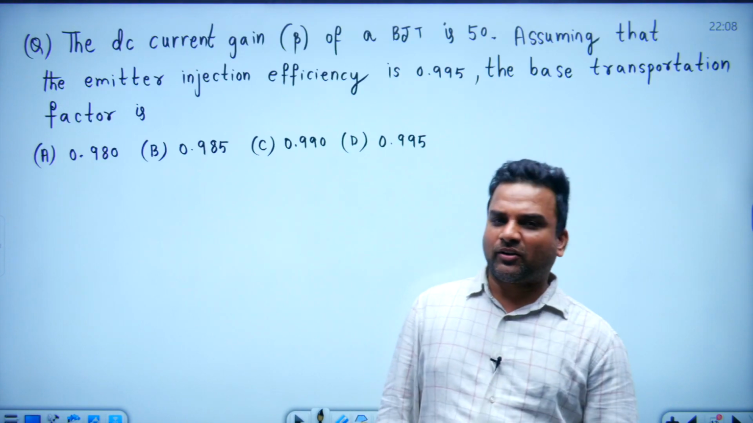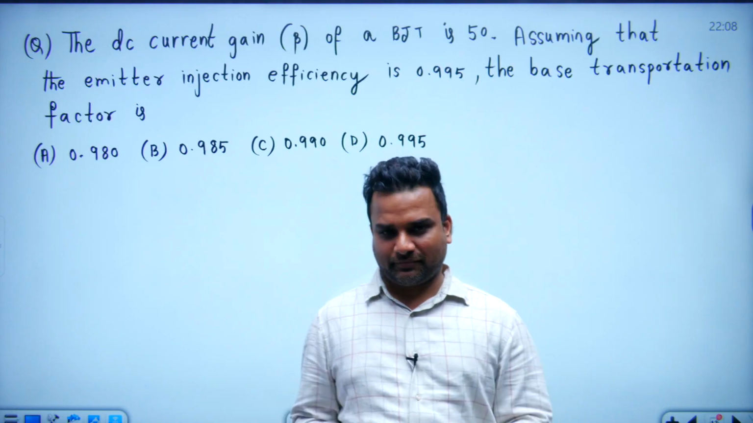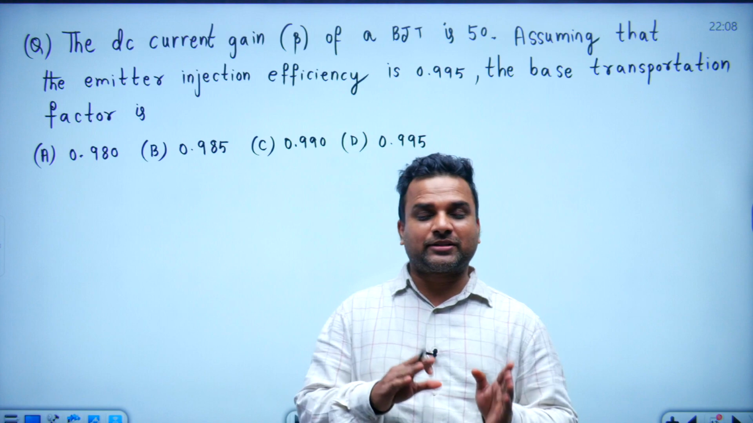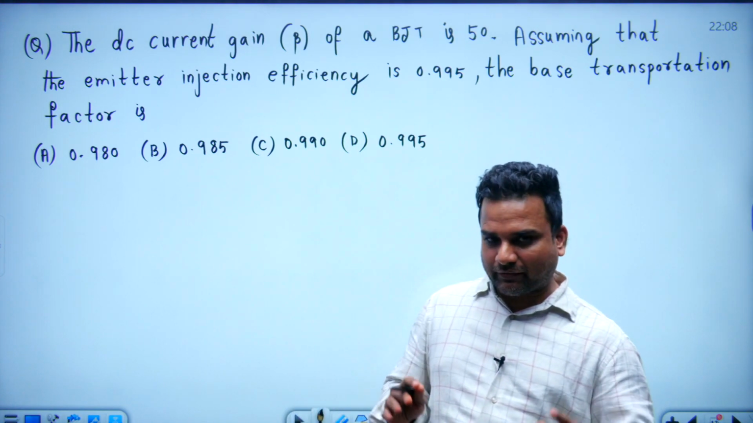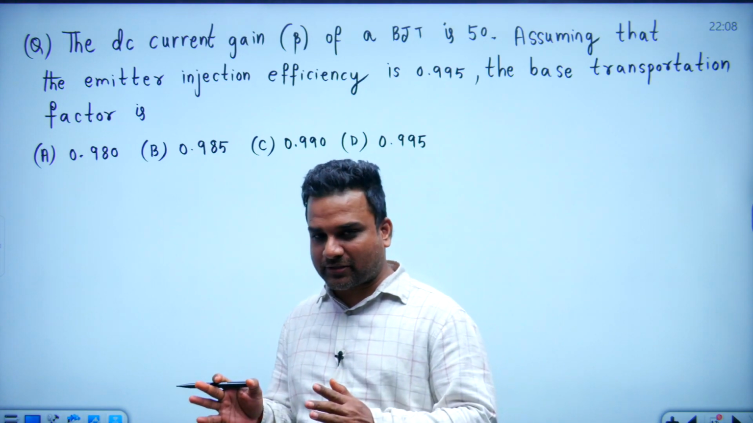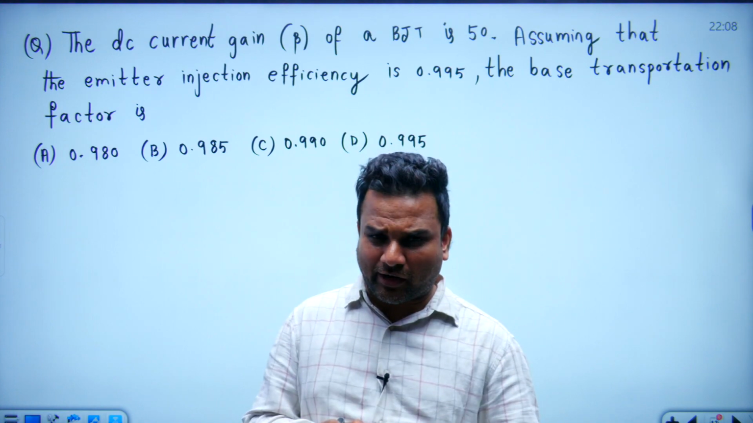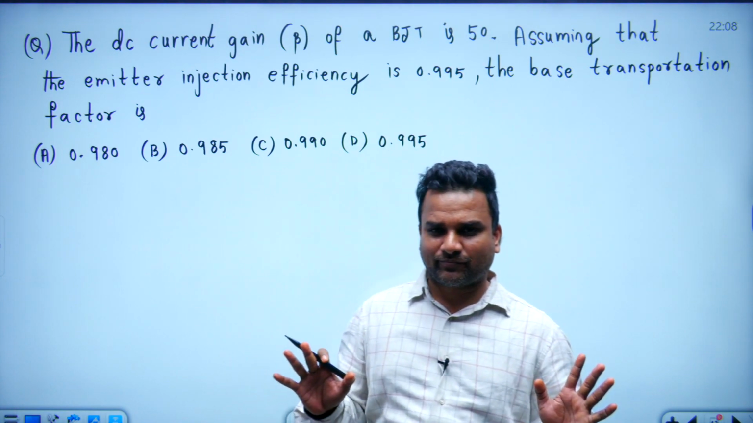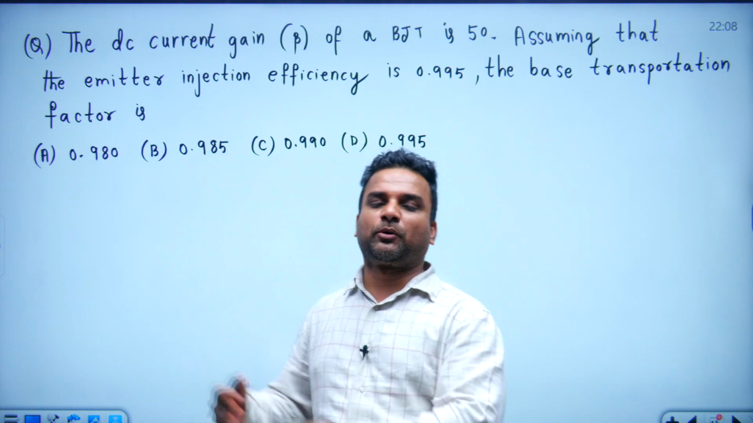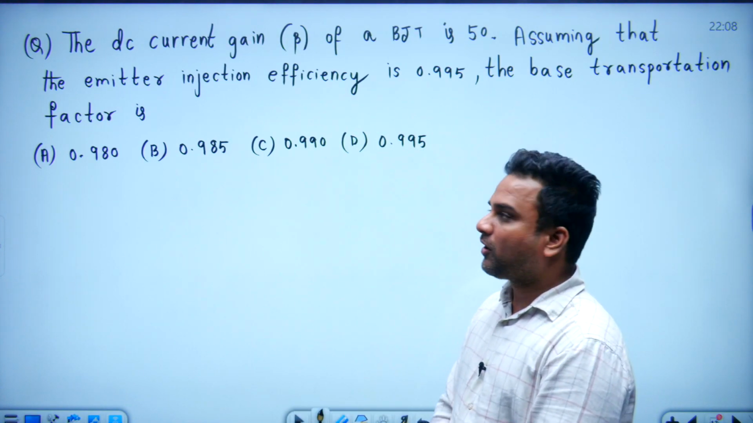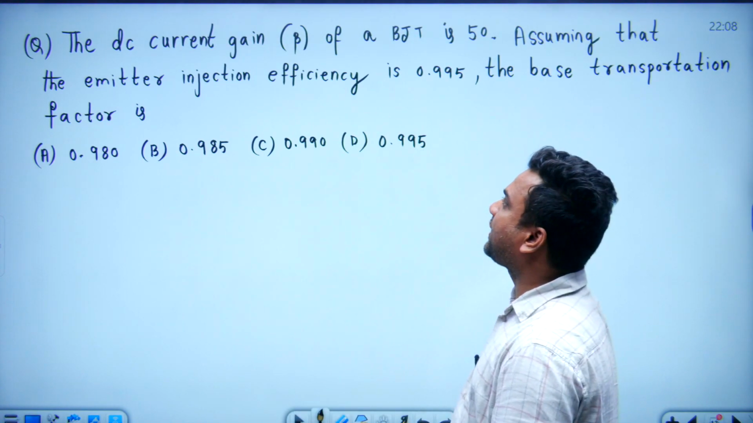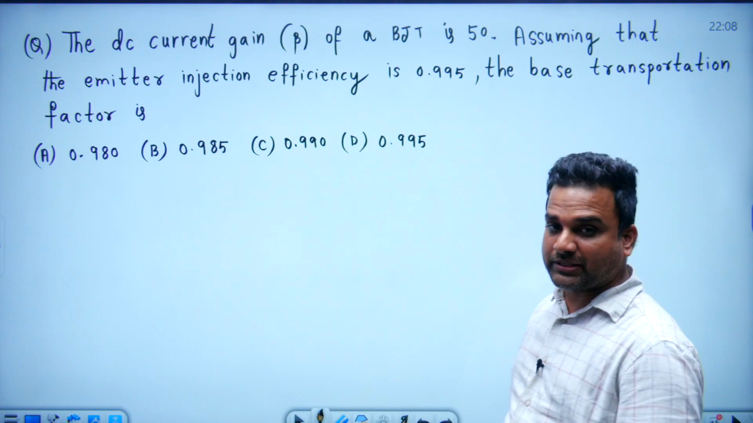This one guys, this is what the relation between the alpha, beta, gamma. Got it? Now guys, let's have a numerical based on relation between alpha, beta, gamma. Whatever we have studied about the alpha, beta, gamma relationship guys, whether it is going to work out or not, tell me. Let's see, there is a proof. Guys, now what is the question? The DC current gain beta of a BJT is 50.